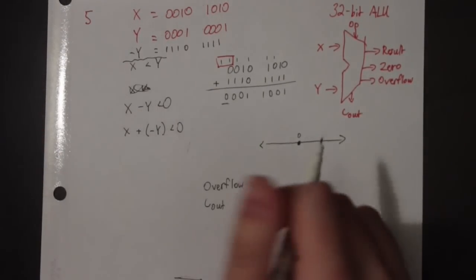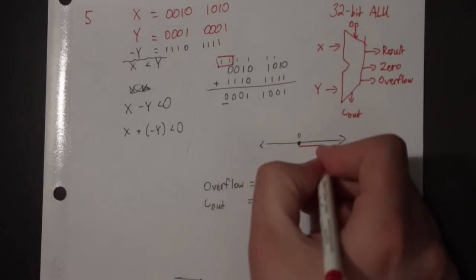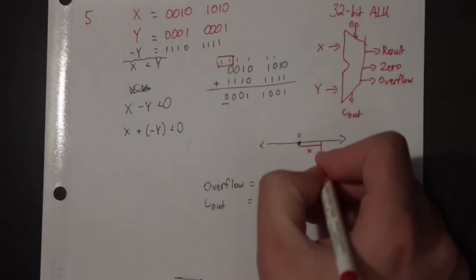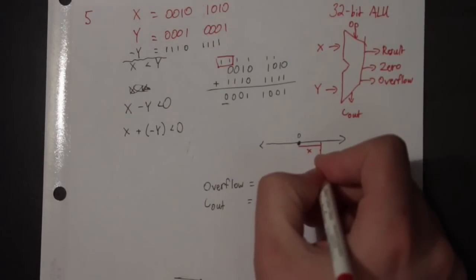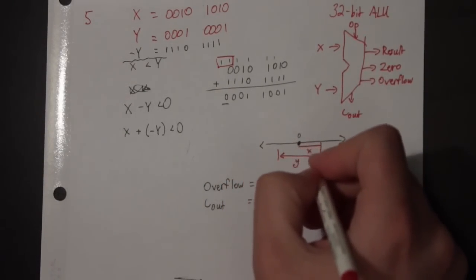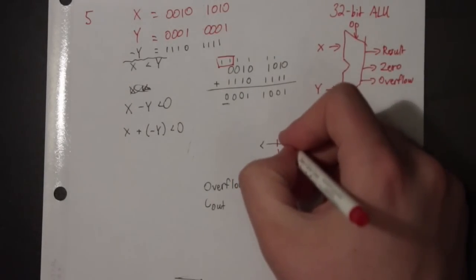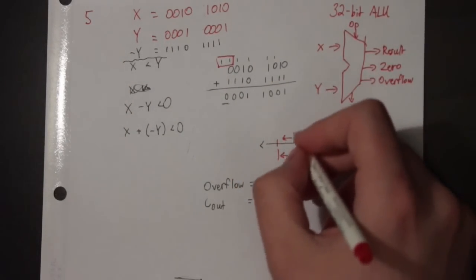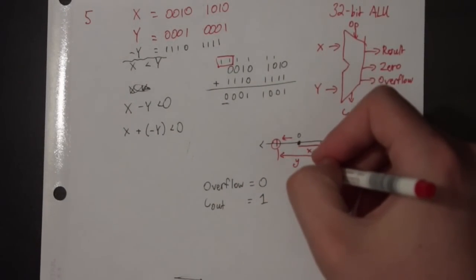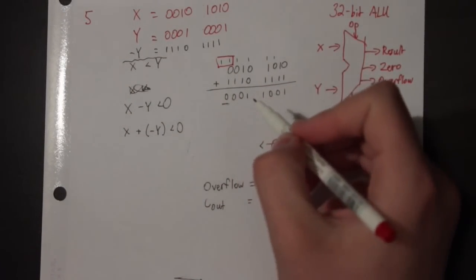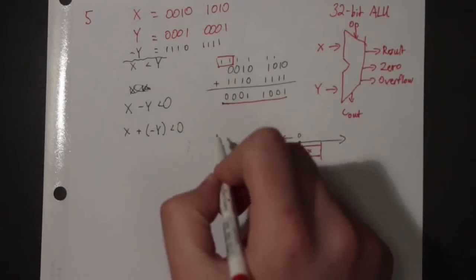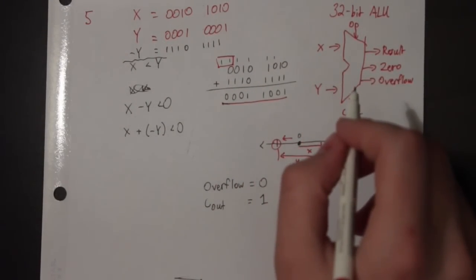If you imagine a number line in your head, this is 0. And if we move along this number line, and we have a pretty big value of x, and then we have a larger number for y, going backwards, if we end up at a value that's less than 0, then we know that x must be less than y. But in this case, since our sign bit was 0, we know that this number is 0 or positive, which means that x was not less than y.